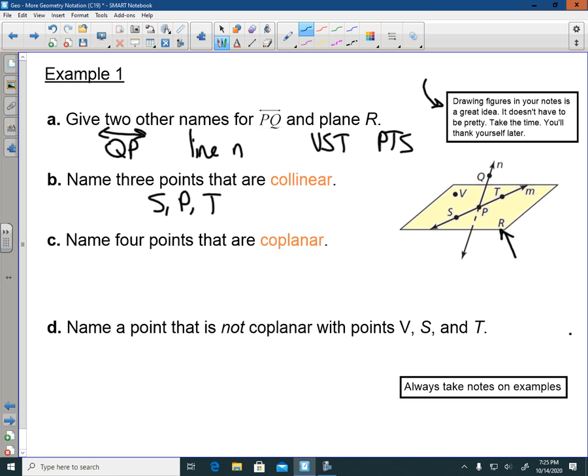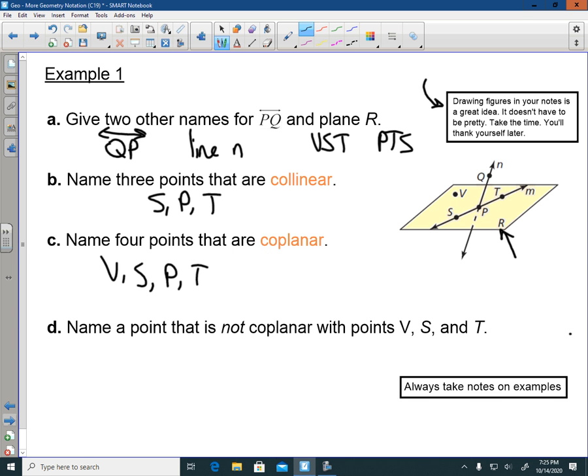So then we can also name 4 points that are coplanar. So again, we have this co part, which means together. And then we have planar, which means on a plane. And so being coplanar means that they are in the same plane together. So can you name 4 points that are in the same plane? I'm going with V, S, P, and T. Those 4 points are all in that plane.